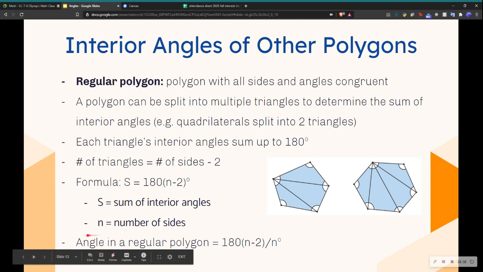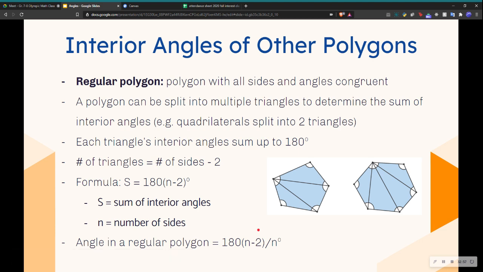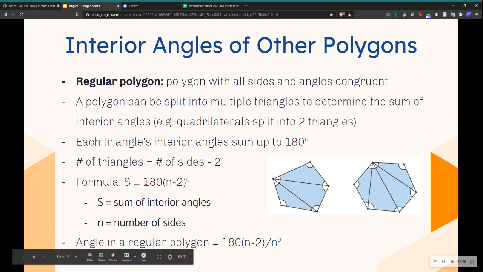But then say you're looking for one angle in a regular polygon. Remember, in a regular polygon, all angles are equal. So if you're looking for that value, you take this sum, 180 times n minus 2, and you divide that by the number of sides or number of angles. So you divide by n, and that'll give you the angle size in any regular polygon, right? Any questions about these concepts?